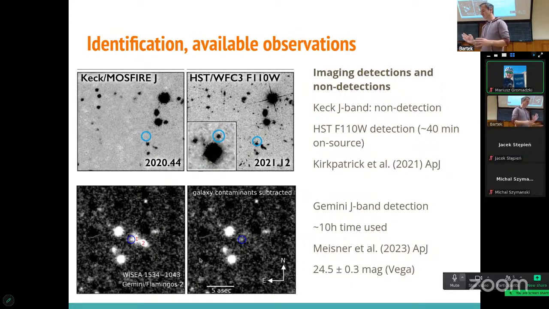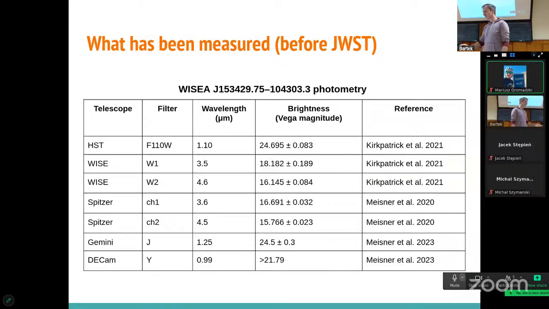But after some subtractions and so, you can say it's a detection at the limit. So the J-band of this object is 24.5. So 10 hours of 8-meter telescope time had to be spent to get a marginal detection of this object. And here, just to list all the measurements that were available before the JWST.